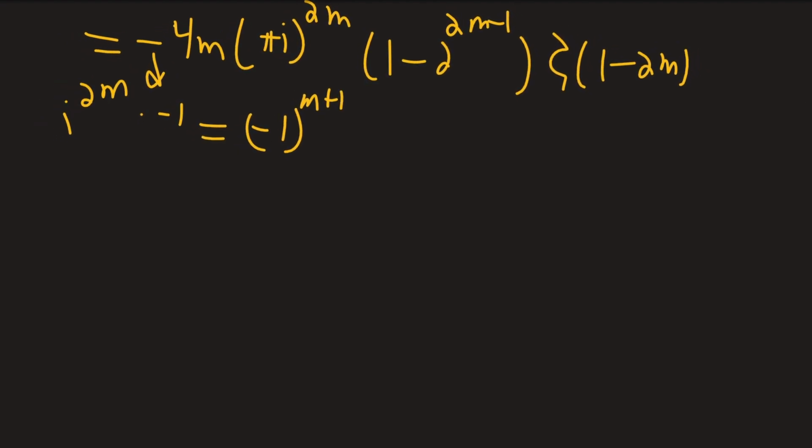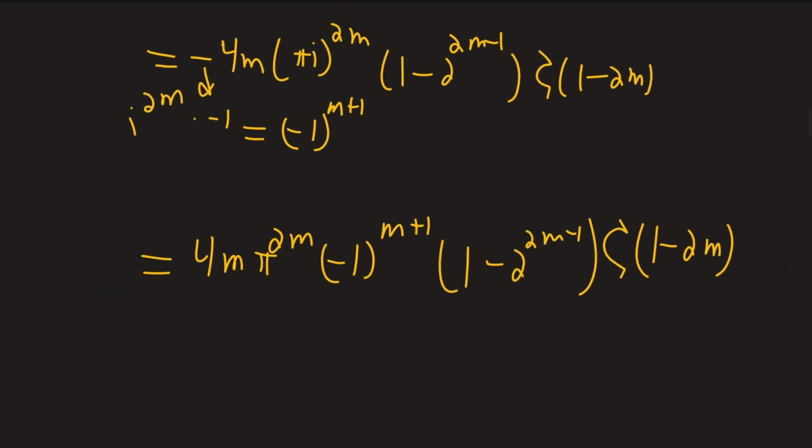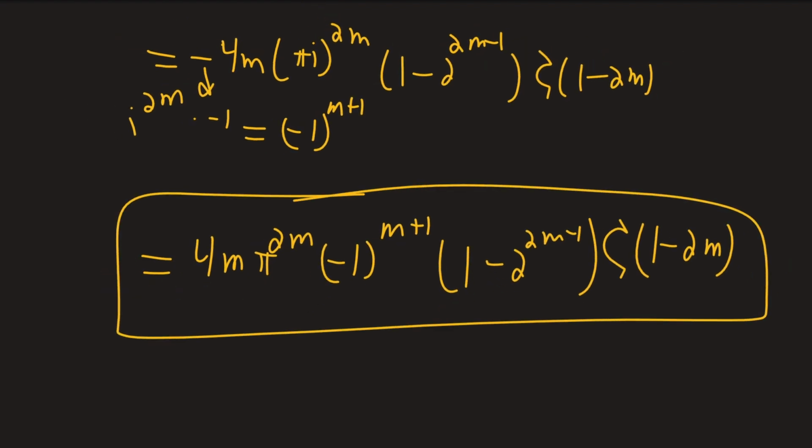Well, we've really simplified this a lot, haven't we? This right here is just equal to 4m times pi to the 2m times negative 1 to the m plus 1 times 1 minus 2 to the 2m minus 1 times, oh, I cannot draw zetas. Goodness gracious me. Times zeta of 1 minus 2m. And that right there, ladies and gentlemen, is our answer to the integral. That is our solution.